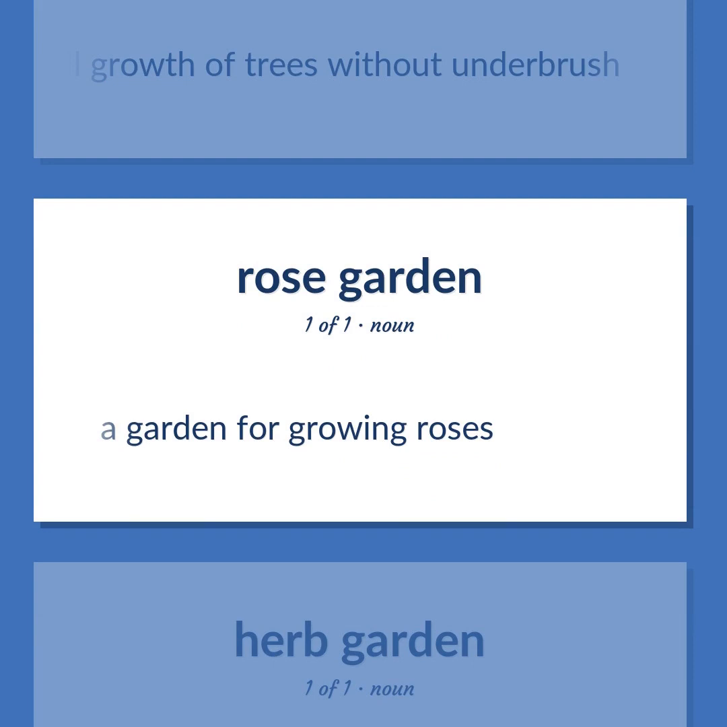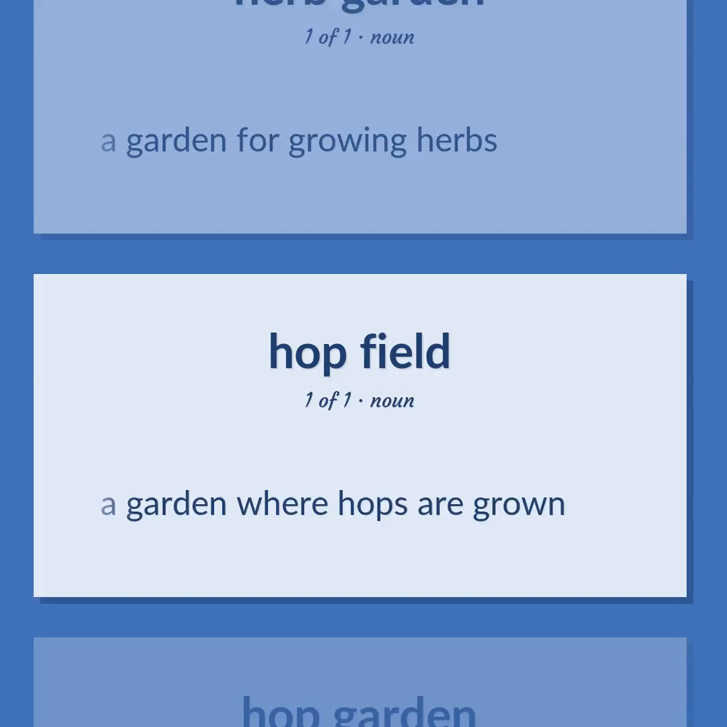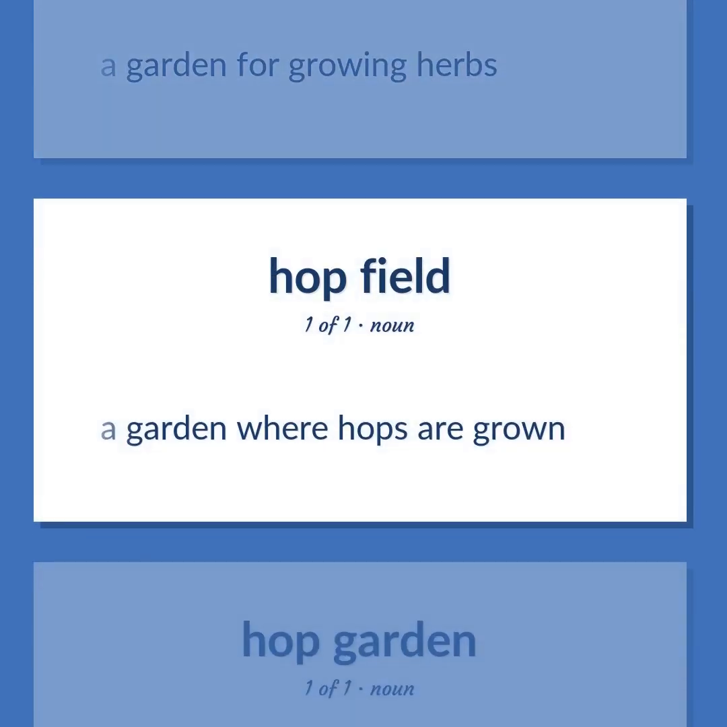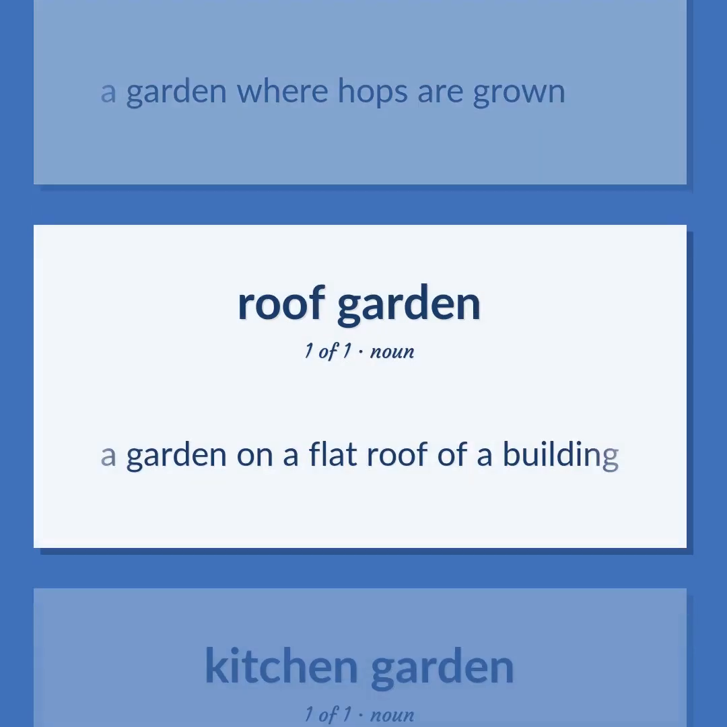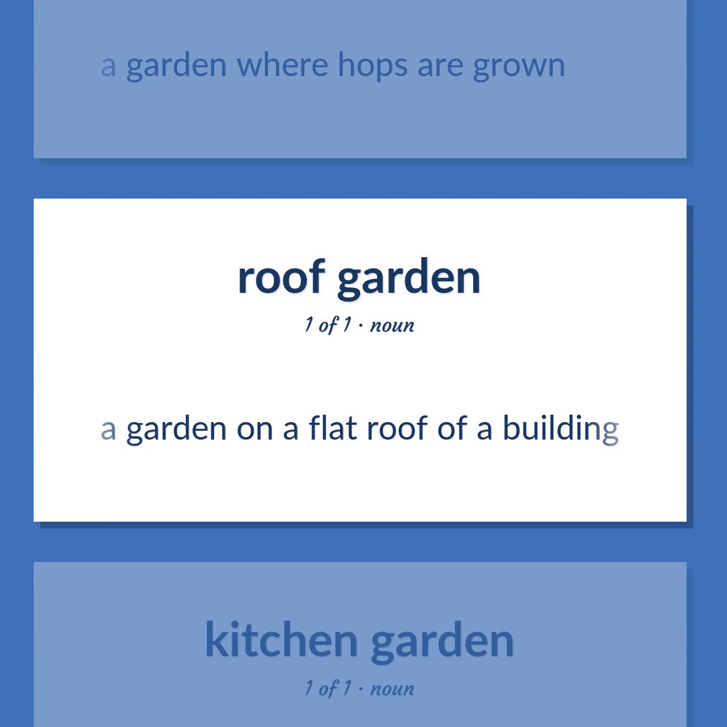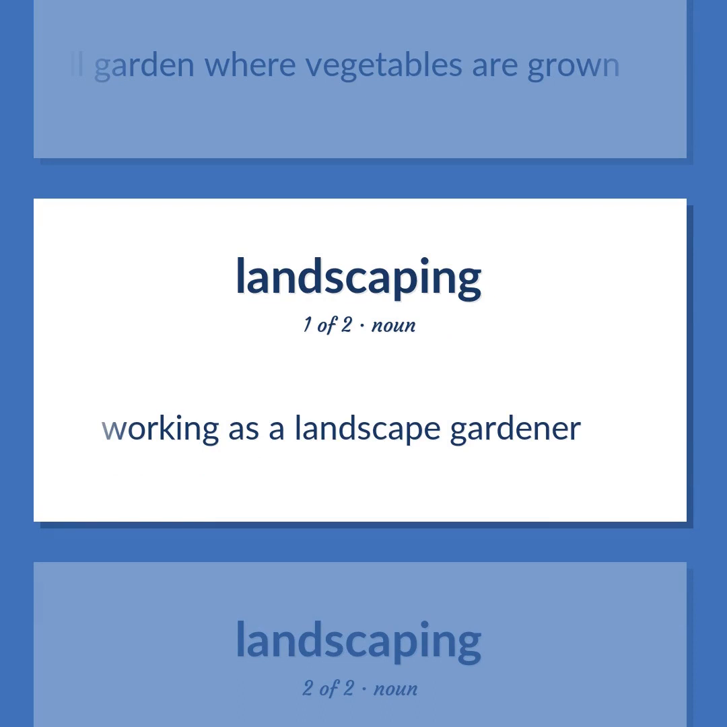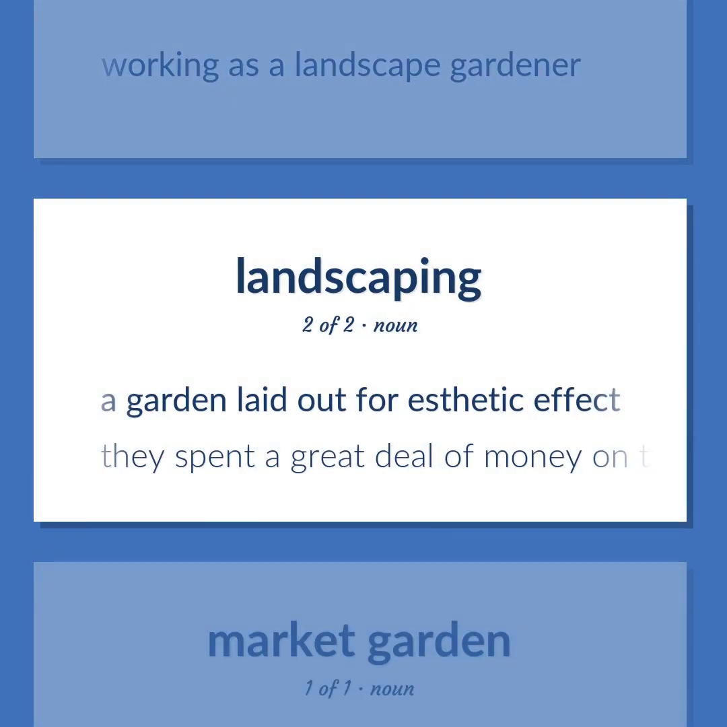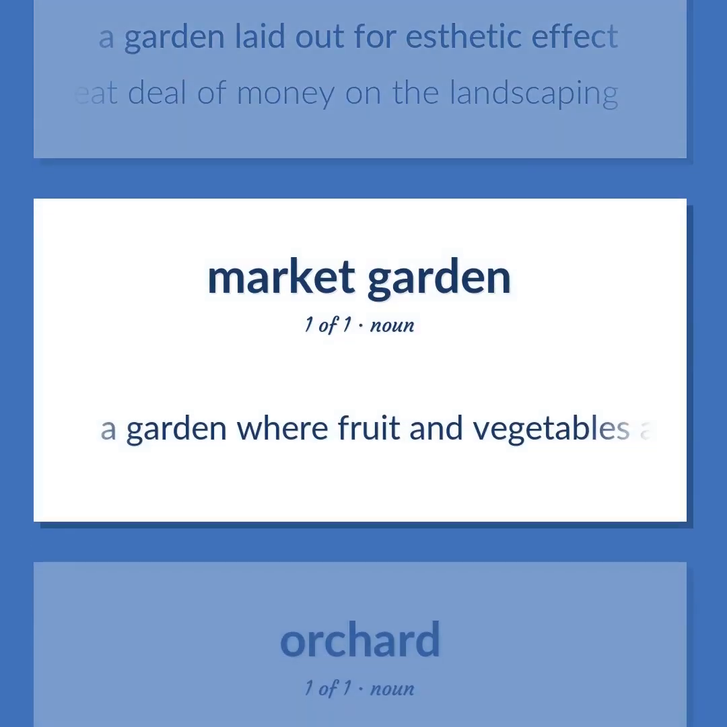A garden for growing roses. A garden for growing herbs. A garden where hops are grown. A garden on a flat roof of a building. A small garden where vegetables are grown. Working as a landscape gardener. A garden laid out for aesthetic effect. They spent a great deal of money on the landscaping. A garden where fruit and vegetables are grown for marketing.